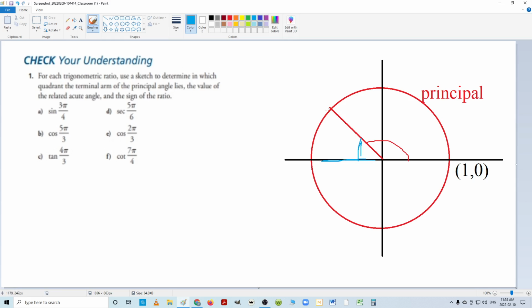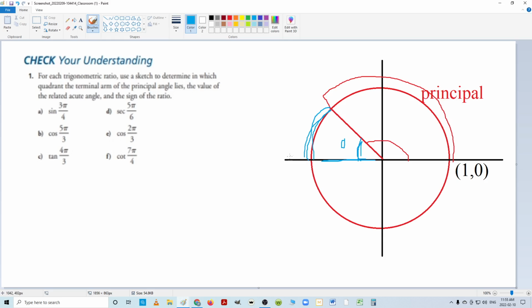Why? Because we can always draw a right-angled triangle there and use our knowledge of SOHCAHTOA to figure everything out. So that means the acute angle that we're talking about is here, and the principal angle is in red. Also keep in mind that when we measure in radians, we're measuring the distance that we travel along here and reach there. And when we're talking in radians, we're measuring the arc, which is the distance right there.